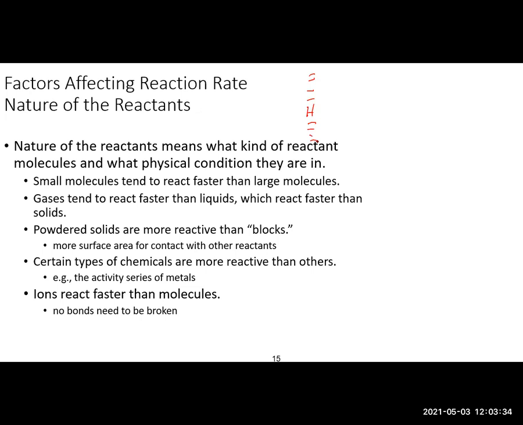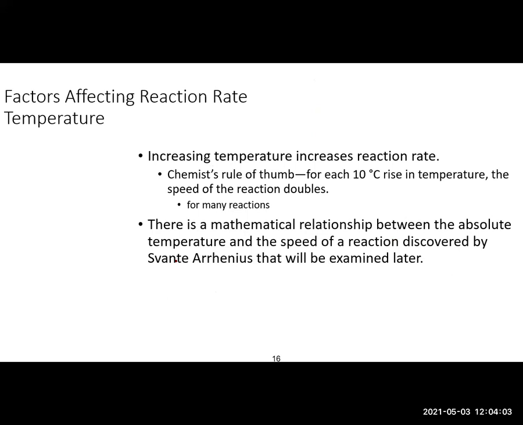Ions are definitely more reactive than molecules. If you think about it, an ion is essentially floating around in the solution, ready to go. They're just hanging out, ready to react, as opposed to a molecule where you might need to break some bonds, and you might need to break some intermolecular forces as well. So it's a little bit slower.